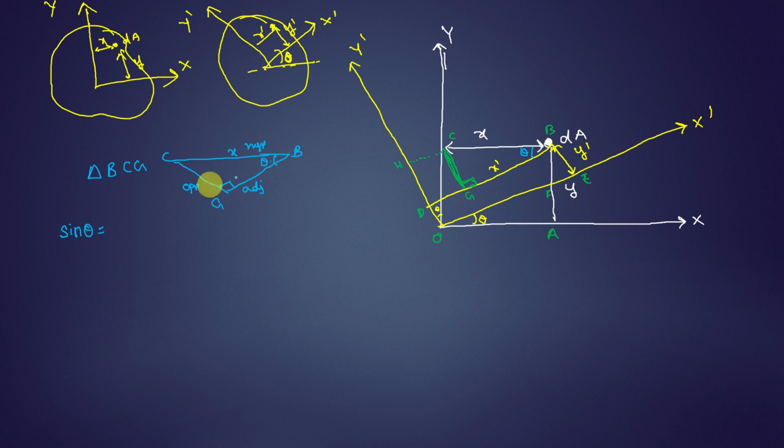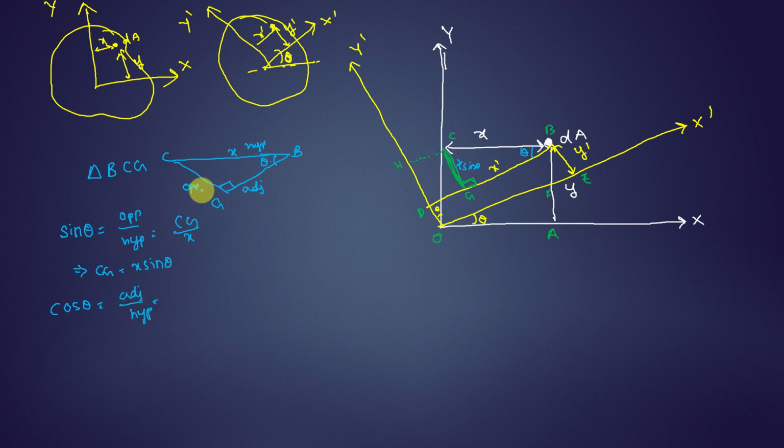Sine theta is opposite side by hypotenuse. So what is the opposite side here? CG by hypotenuse X. Now CG is equal to X sine theta. So this value is X sine theta. Let me write it here, X sine theta. And what is cos theta here? Cos theta is adjacent side by hypotenuse.